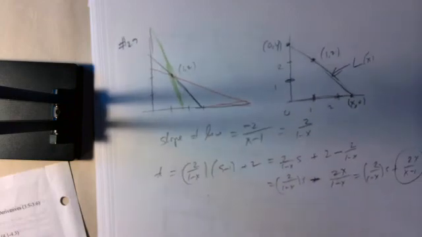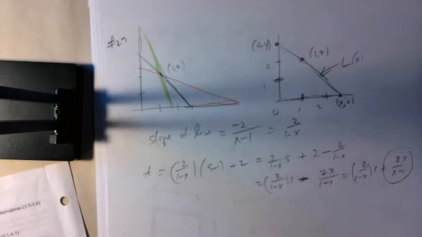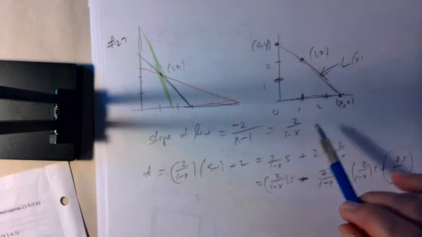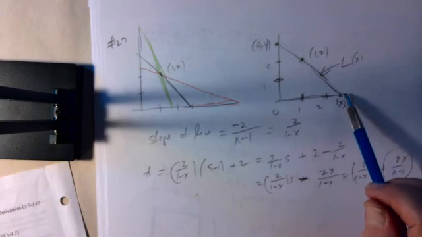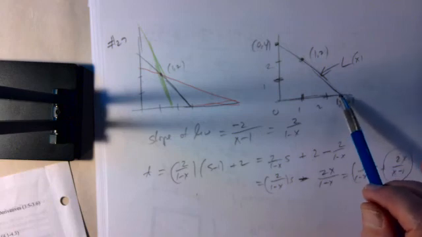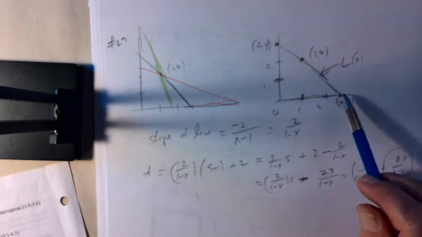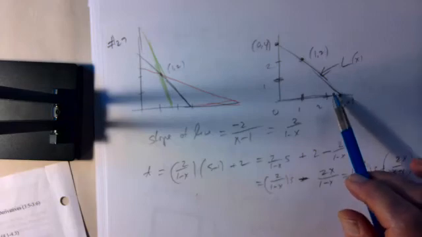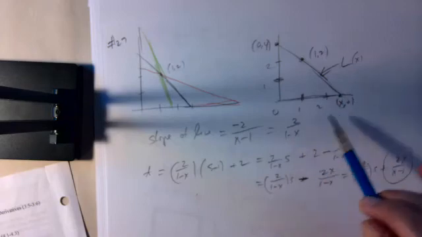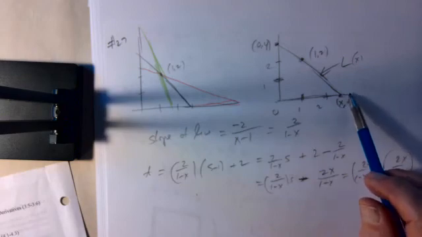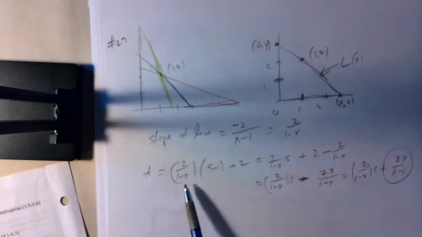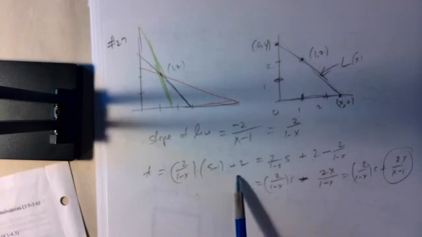So this is just using the equation of a line. If you know the slope of the line, this line has slope minus 2 over x minus 1, or 2 over 1 minus x. So 2 over 1 minus x times s minus 1 plus 2.